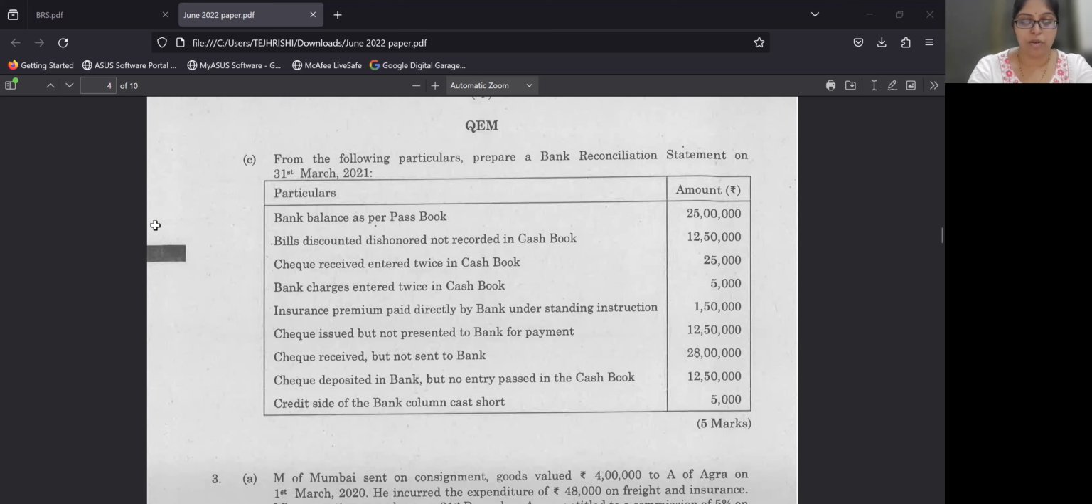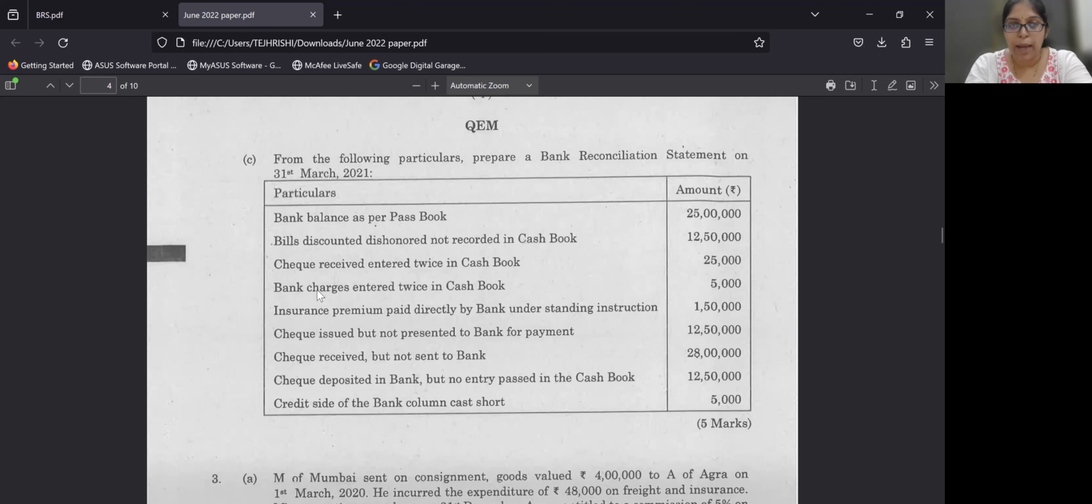So one amount of 25,000 was done correctly in cash book and passbook, but this was one additional amount recorded in the cash book. So as we are going from the passbook route to the cash book, we will again add that to arrive at the cash book balance.